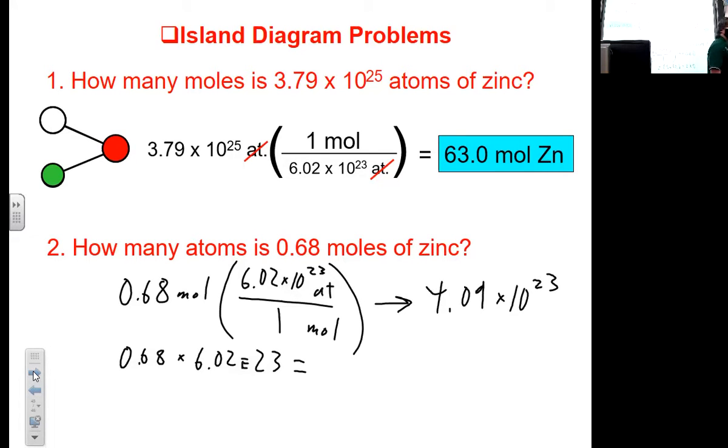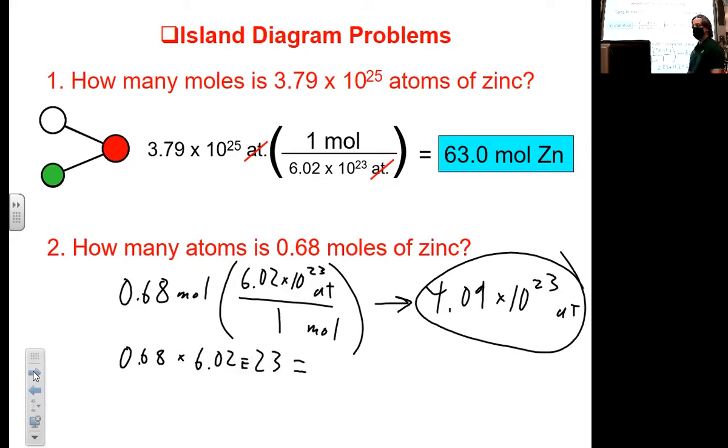Somebody finish me off? This is a test question. That's minus 1. I did everything right except for, say it loud. What is it? Very good. And you can put atoms, write it out. It doesn't matter.